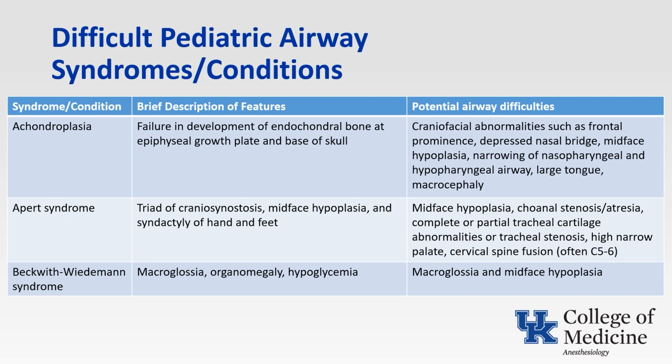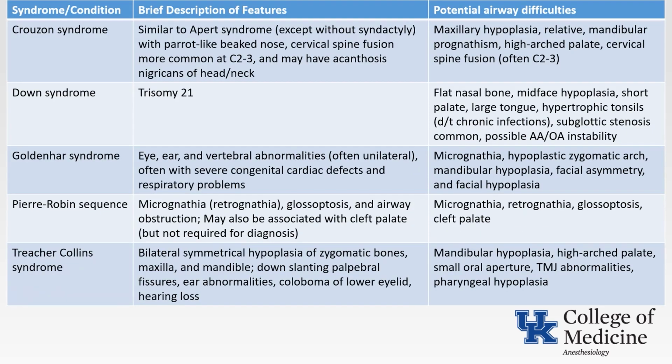We have achondroplasia, specifically due to the craniofacial abnormalities and macroglossia that you may see. We have Apert syndrome, which is associated with some facial abnormalities, as well as a potential for cervical spine fusion. Beckwith-Wiedemann syndrome, primarily due to the macroglossia and midface hypoplasia. Crouzon syndrome, which is similar to Apert, also associated with cervical spine fusion. Down syndrome, due to the things that we've already discussed with Down syndrome.